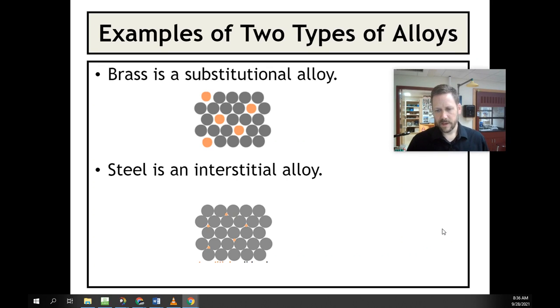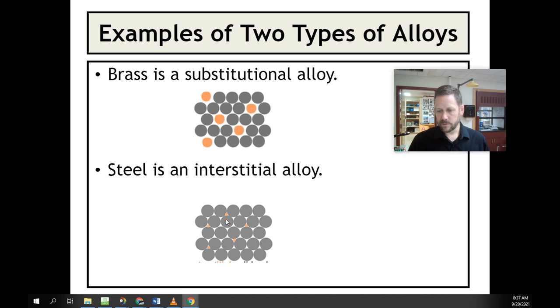Alloys can be classified as either substitutional, which is going to result when the atoms that make them up have similar radii or sizes, atomic radii, and or ionic radii. And steel is an example of an interstitial alloy where you can see some atoms have a much smaller radius than others, and they can fit in the interstices or the in-between places.